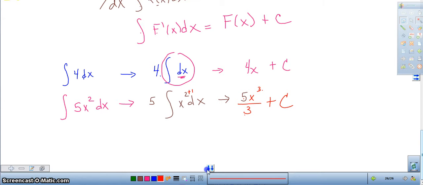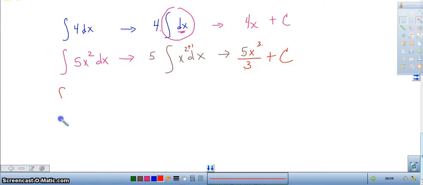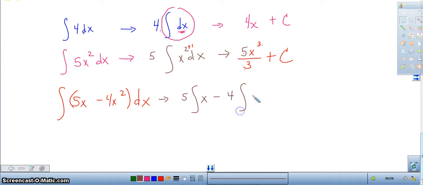Okay? What if I have the integral of 5x minus 4x squared dx. This is a big one we use a lot. What you do is you break this into two. I'd make it 5 times the integral of x minus 4 times the integral of x squared. Oh, I forgot my dx's. I do that a lot. You can yell at me for it. Not really, but you can pretend to yell at me for it.